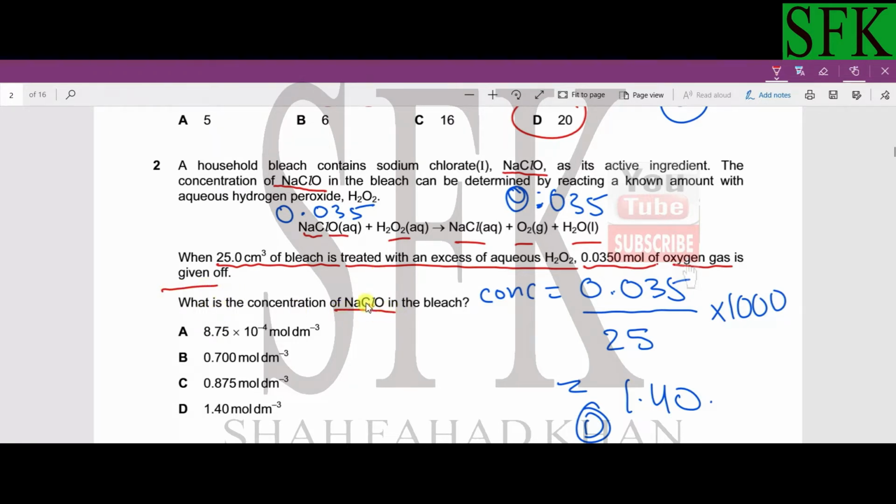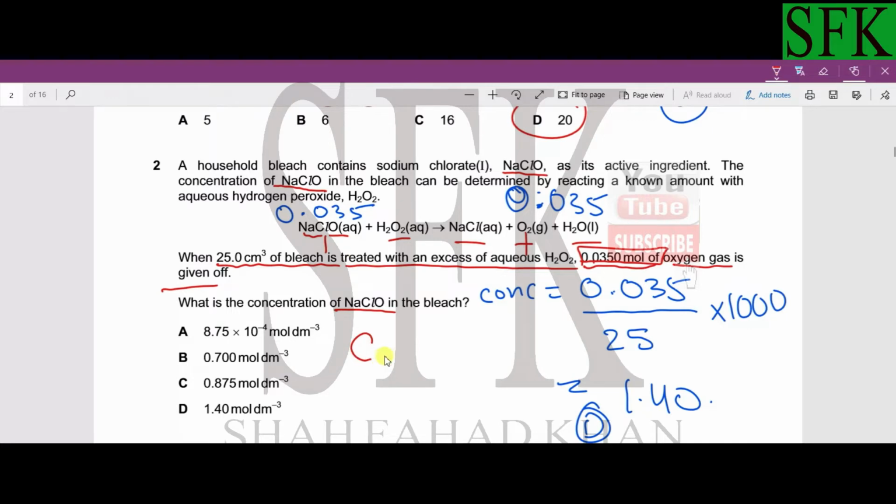Okay, for such a question which involves stoichiometry, we use the stoichiometric equation and the mole ratio is given in there. If we look at oxygen and sodium chlorate(I), the mole ratio is 1 is to 1. So this means that whatever the moles of oxygen are, the same would be the moles of sodium chlorate(I). The moles of oxygen as given in the question are 0.035. So they are going to be the same as the moles of sodium chlorate(I).